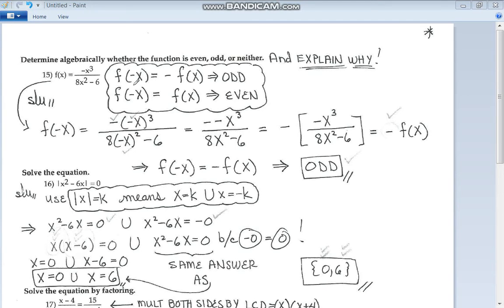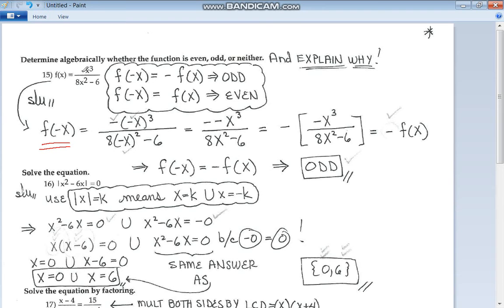Well, here's a reminder. You evaluate f at negative x. If it simplifies to negative f of x, your answer is odd. You evaluate f at negative x. If it simplifies to f of x, your answer is even. The function is f of x equals negative x cubed over 8x squared minus 6. Let's go ahead and evaluate this f at negative x very carefully. Use parentheses to replace all the x's.